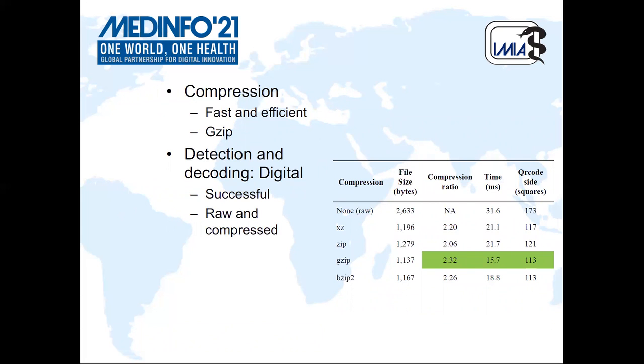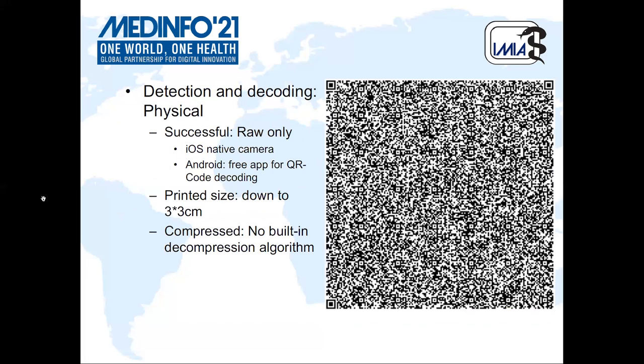Compression was fast and efficient. The best time and compression ratio was obtained using gzip. And file-to-file detection and decoding using the command line was successful, both with raw and compressed files. Physical detection and decoding using smartphones on printed QR codes was only successful with raw files, either with the iOS native camera or with a free app for Android. QR codes were detected down to a 3 by 3 printed size.